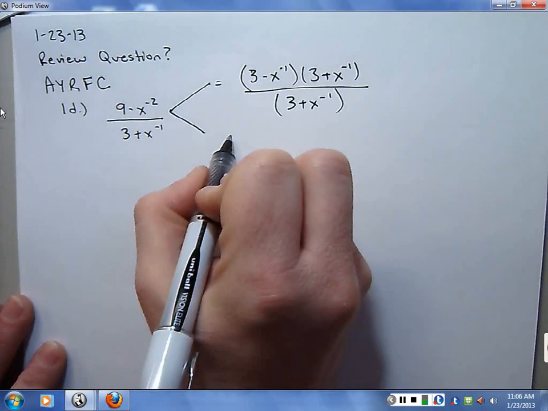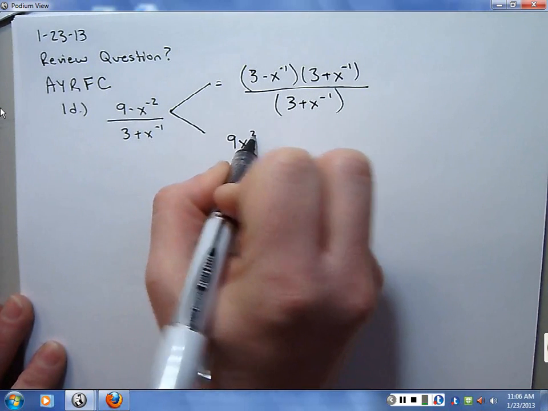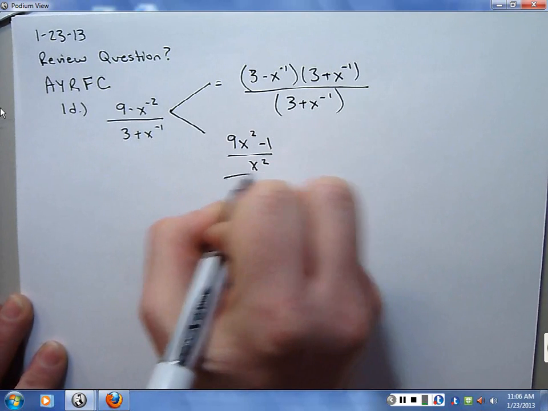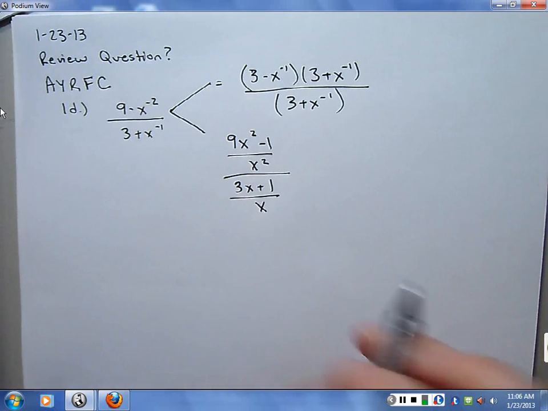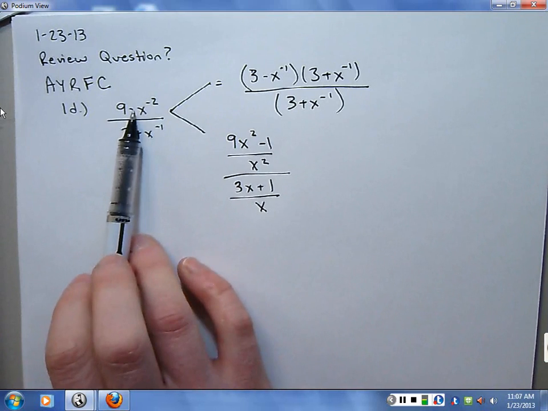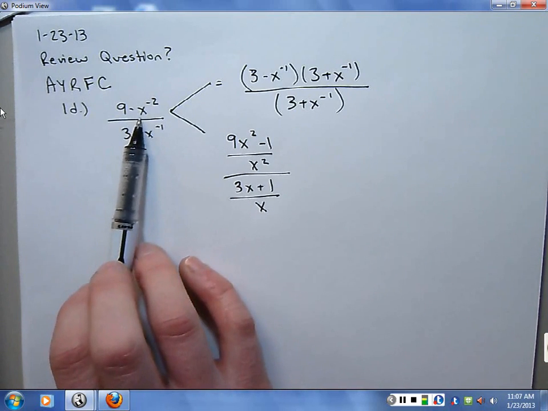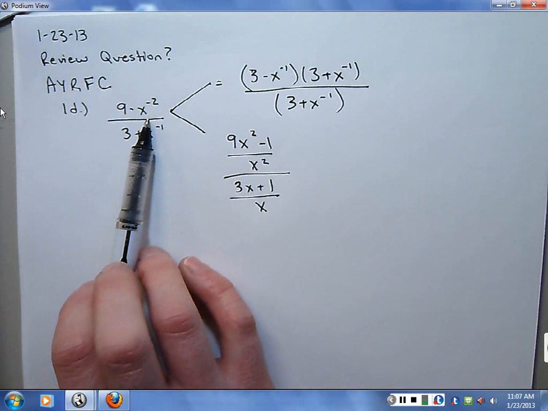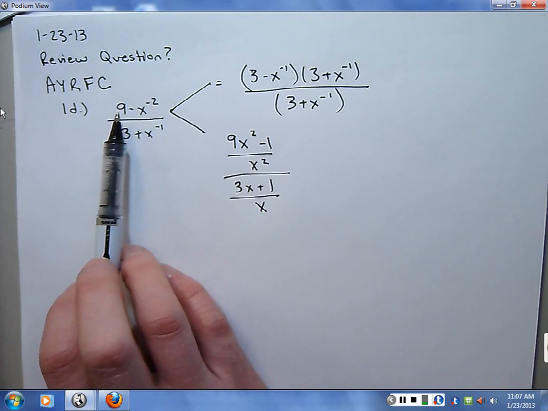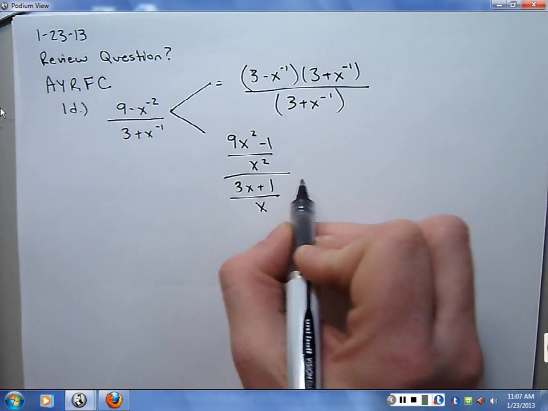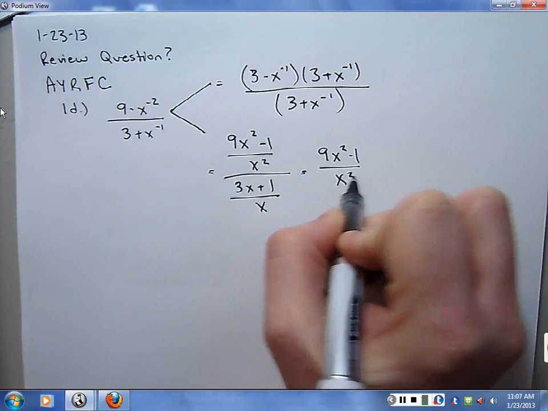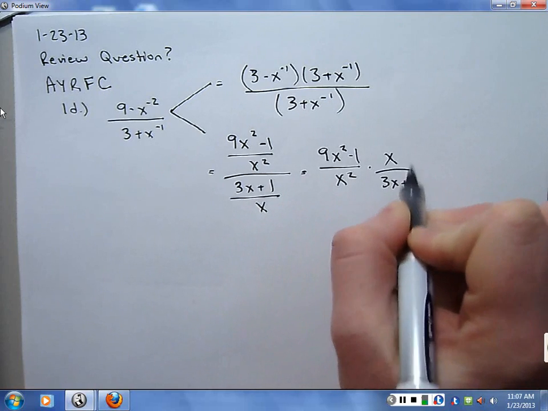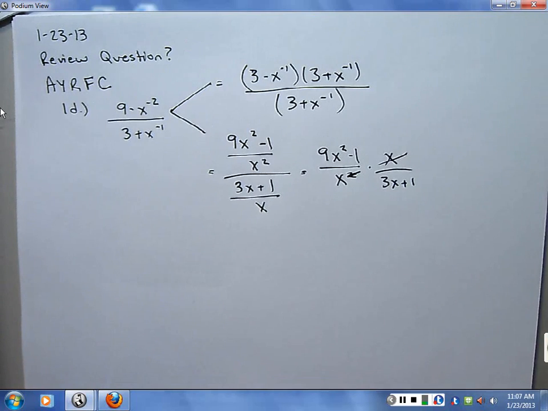Here, you could write this as 9x squared minus 1 over x squared over 3x plus 1 over x, right? Because I found a common denominator to be x squared, so I have 9x squared minus 1 over x squared. Does that make sense? I might have skipped an extra step of writing 1 over x squared here, but hopefully you can make that leap with me. So then here, I have 9x squared minus 1 over x squared. If I flip and multiply, have that cancel.